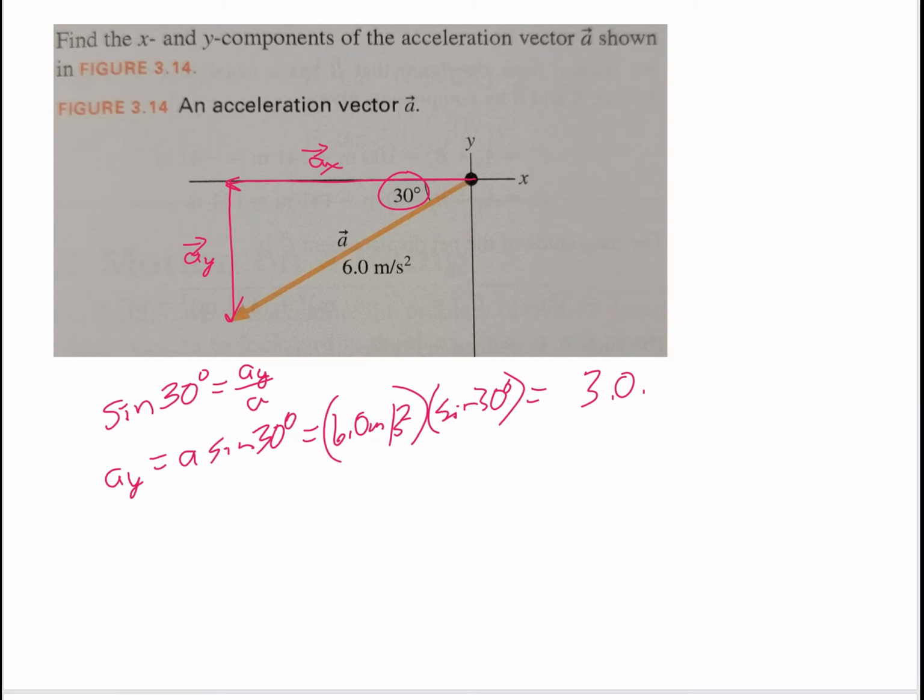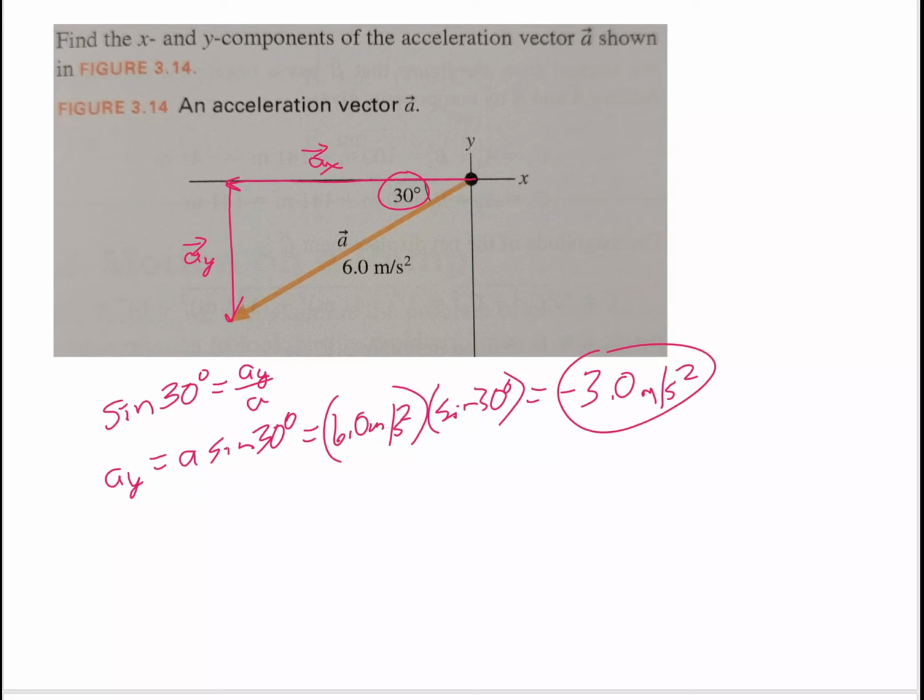Now, is this right? It is meters per second squared. That part's right. I like the 3.0, but we're not right. It's not degrees. It's meters per second squared, and it's negative. Why is it negative? Because it's going down, that component is down. So this is a negative 3.0 meters per second squared.